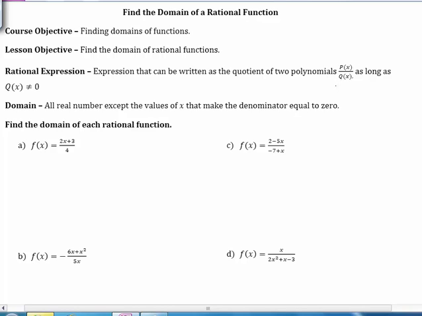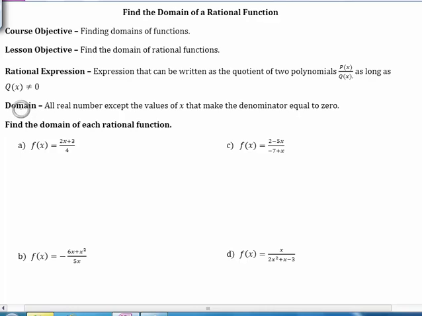A rational function is just a function that's equal to a rational expression. So our examples here are all rational functions. So we have f of x equals 2x plus 3 over 4 is an example of a rational function.